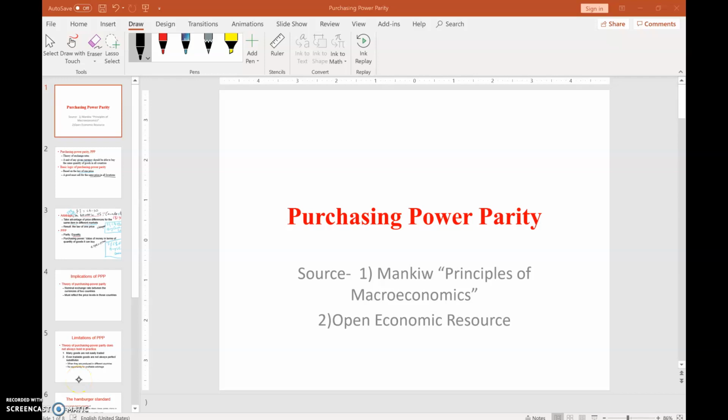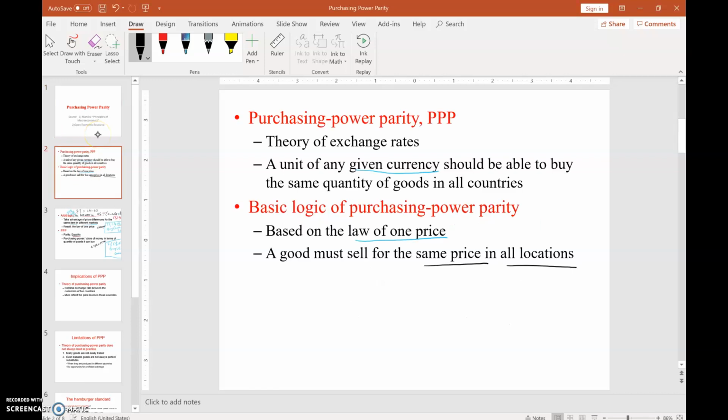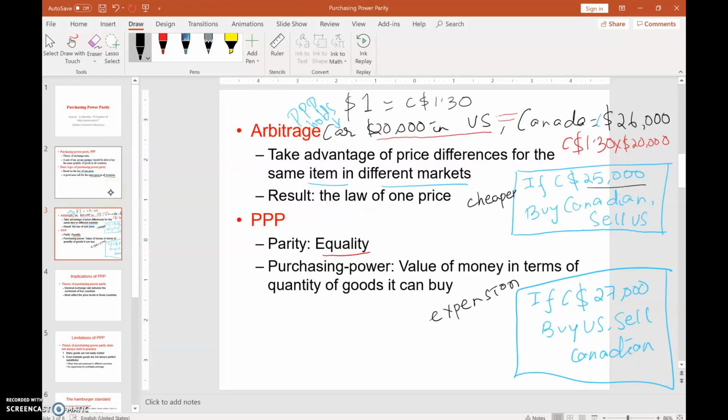Hey everyone, let's look at the concept of purchasing power parity. This is an application of the theory of exchange rates. According to PPP, or purchasing power parity, a unit of given currency should be able to buy the same quantity of goods in all countries. This is based on the law of one price. If purchasing power parity fails, arbitrage opportunities will exist. I will show you how in the next slide.